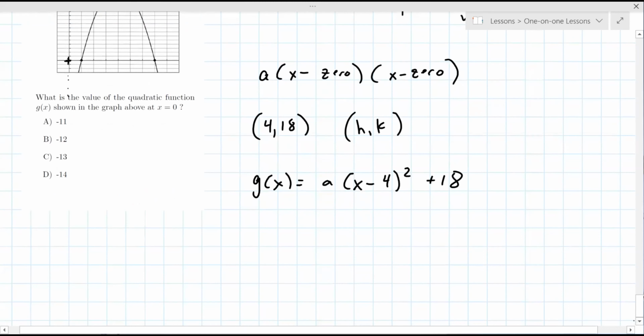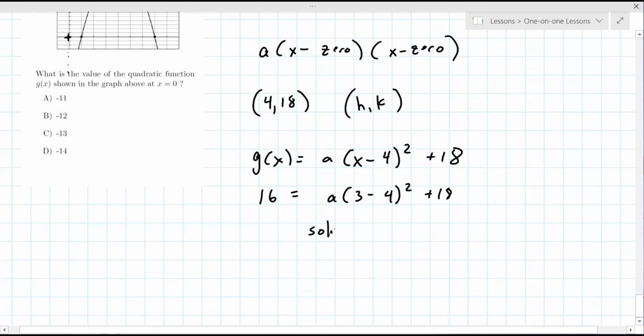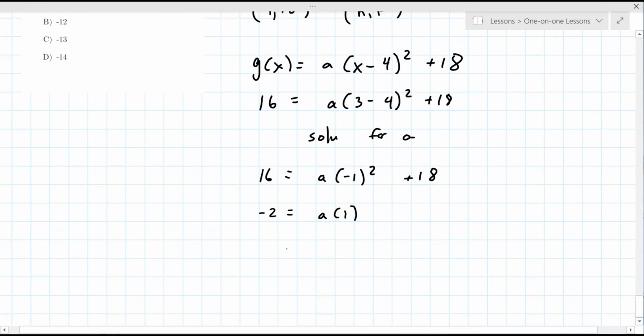Not enough information to figure out what happens at 0, but we can use this other ordered pair, 3 comma 16, and substitute that in. Okay. So we can solve for a. That is not our answer, but if this were a free response, you might get to a and be done, and you'd realize, oh no, I'm not done. So this is 16 equals a times 3 minus 4 squared plus 18. Subtract 18 to get negative 2 equals a times 1. So a is negative 2.